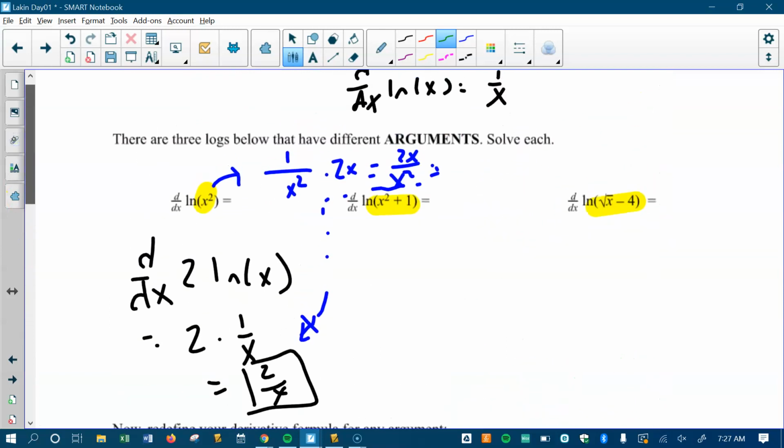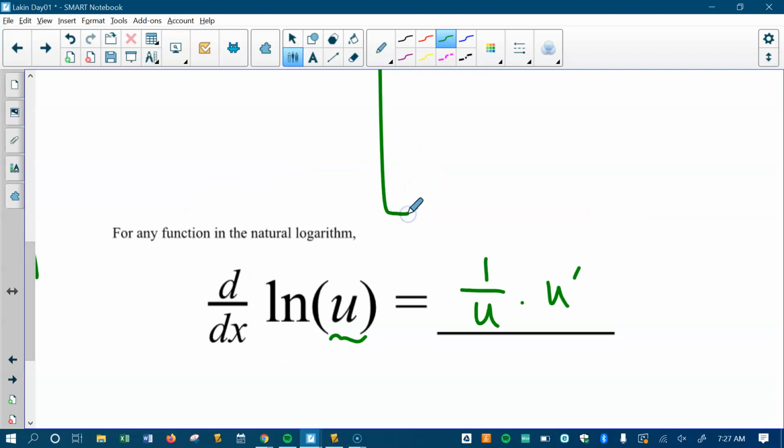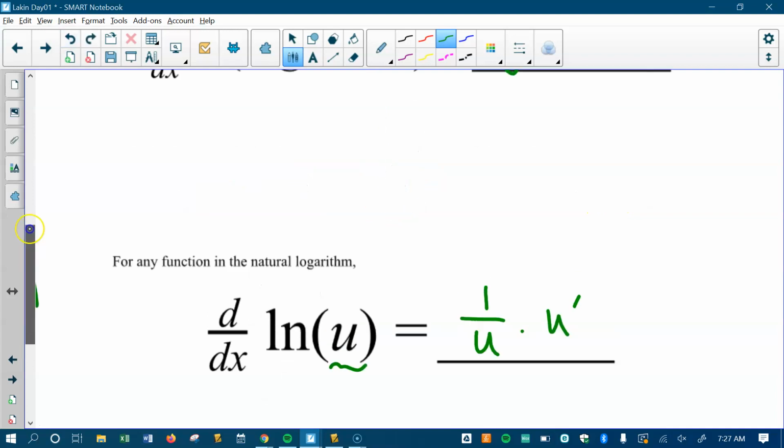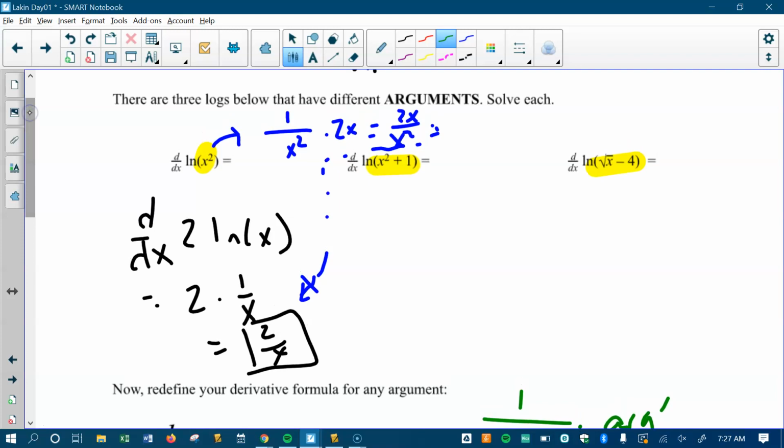The shortcut that we have now is we do 1 over the argument. Oh boy. We're going to do 1 over the argument. No, you're going to do over the argument. No, you're not going to do over the... Just kidding, we're arguing.